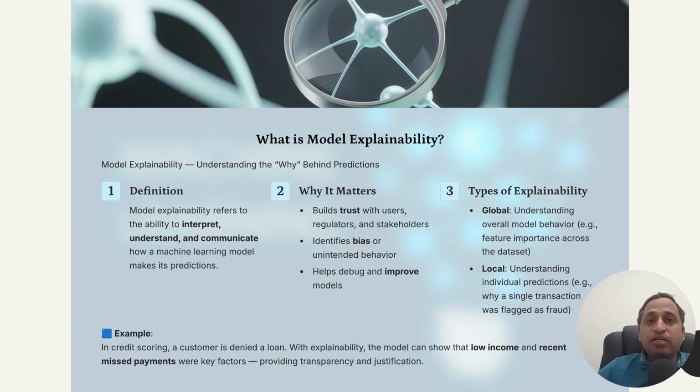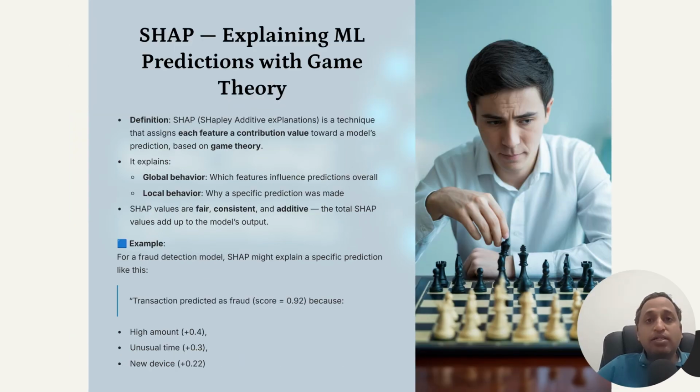So explainability isn't just a nice to have, it is a requirement in regulated domains like finance or healthcare or employment. So the key takeaway is that a high performing model that can't be explained is risky. So explainability bridges the gap between model performance and human trust. And a lot of times this is also a regulatory requirement. So let's discuss one of the most widely used explainability tools called SHAP.